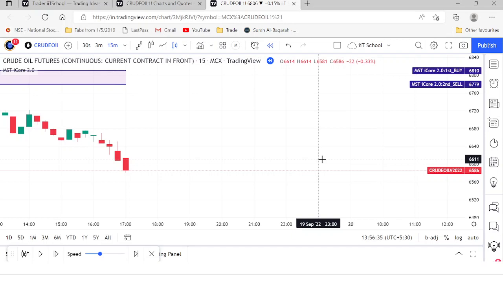Every day we are following the same indicator named iCore 2.0 premium indicator.